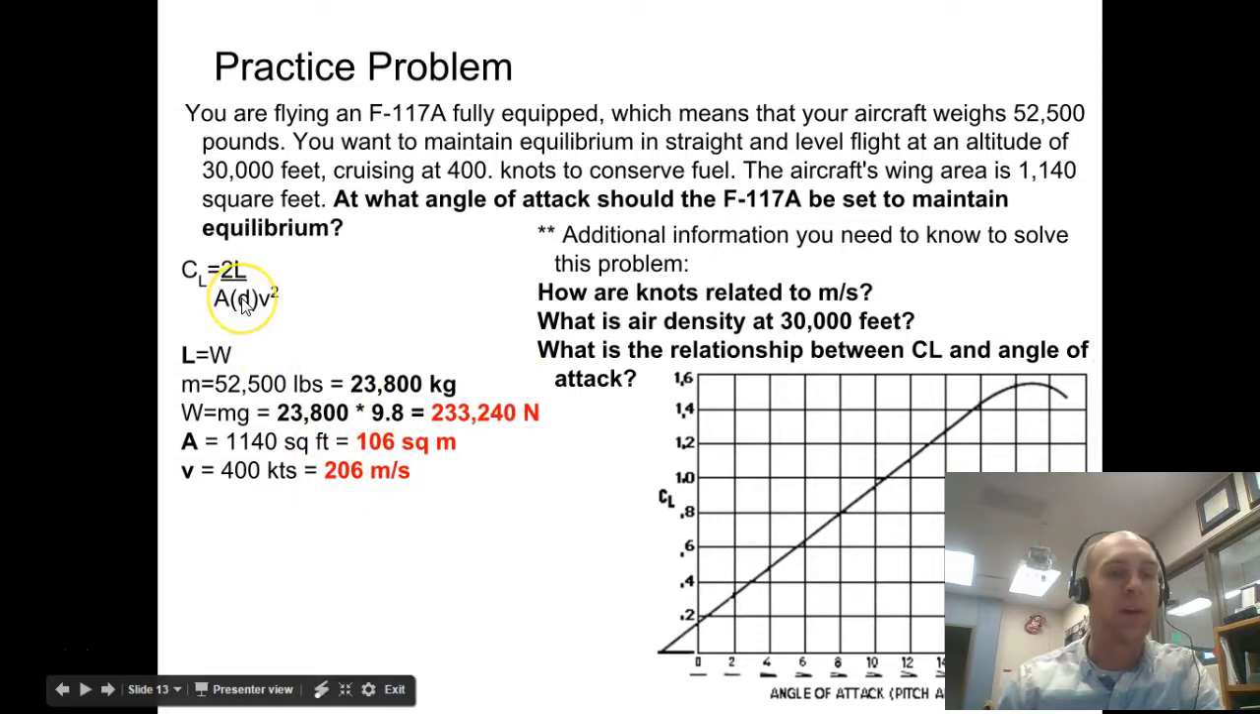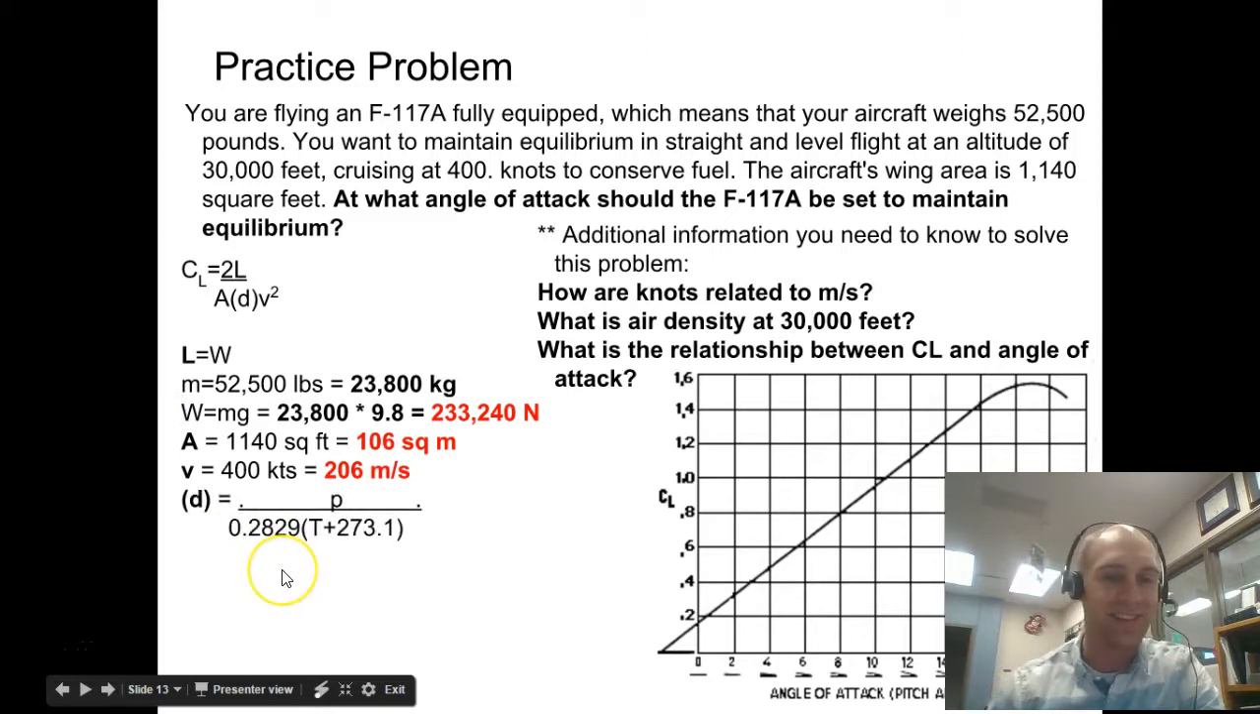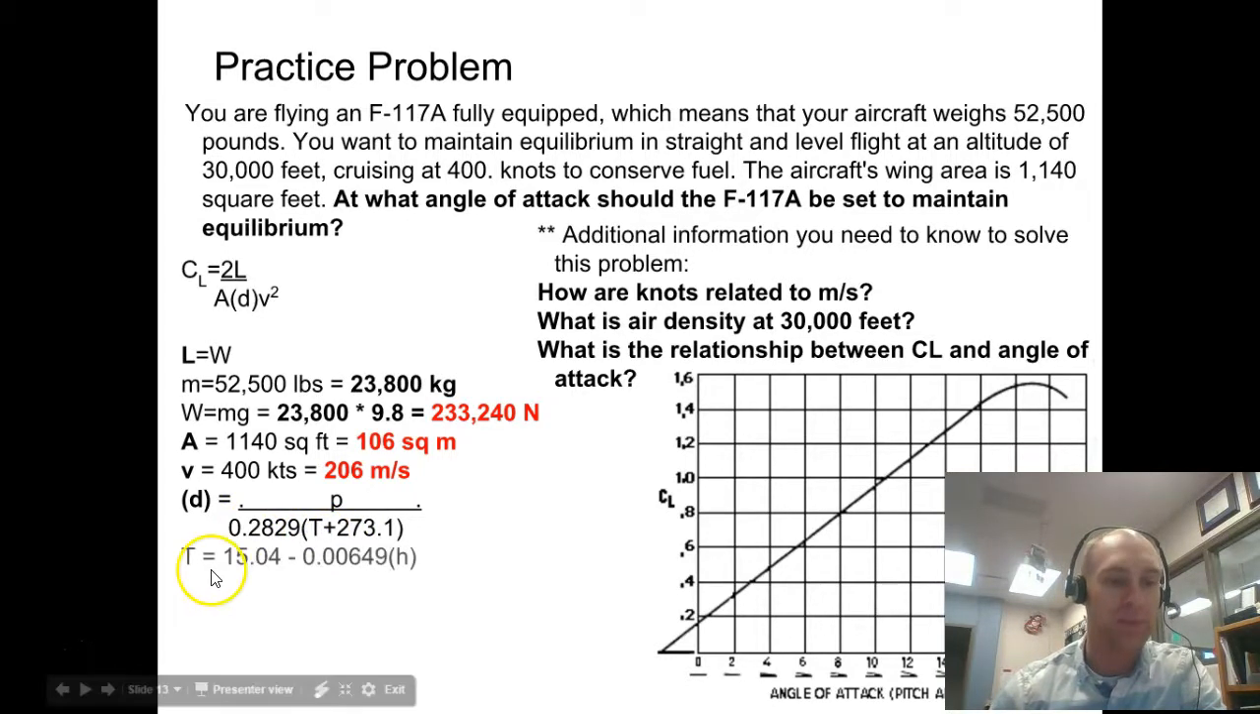Three of them done. The only one left I have is density. Sweet, I must be almost done. I'm not, because density is a huge pain. It's pressure divided by this whole thing, which includes temperature. So that means I need to know pressure and temperature. Let's look at temperature first.